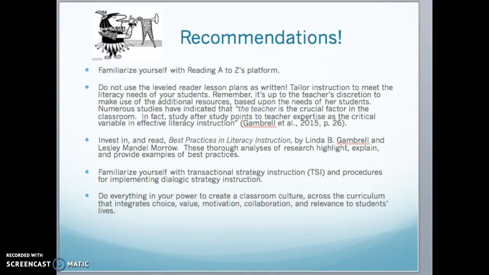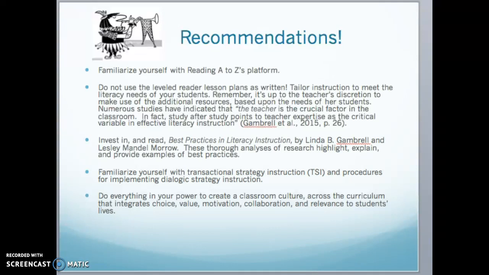Remember, it's up to the teacher's discretion to make use of the additional resources based upon the needs of her students. Numerous studies have indicated that the teacher is the crucial factor in the classroom. In fact, study after study points to the teacher's expertise as the critical variable in effective literacy instruction. Gambrell et al., page 26.